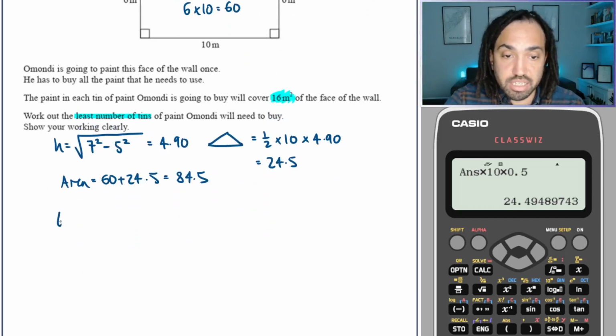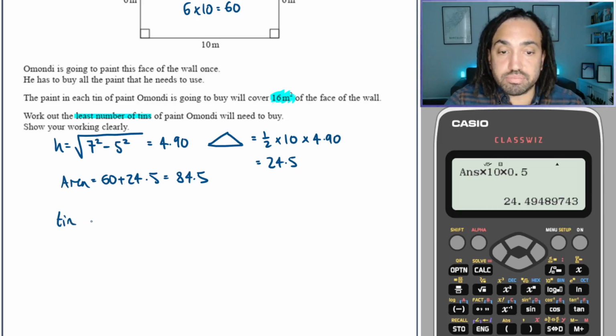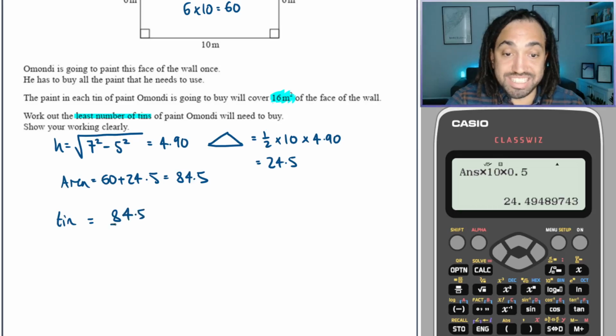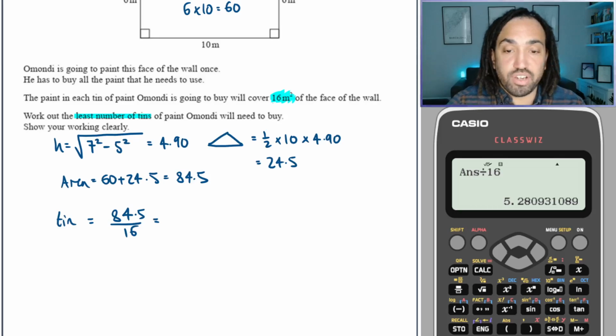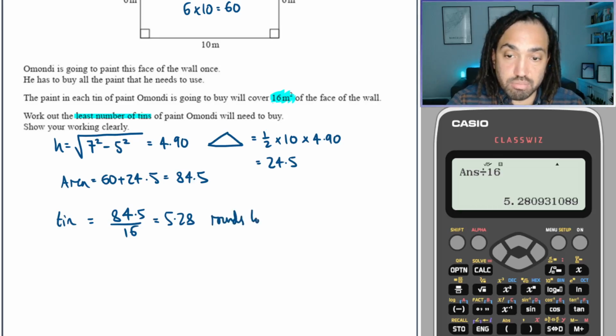Because each tin is going to be 16, so if I divide through by 16, that tells me how many tins I'll need. So add on the 60. Yep, okay, divide it by 16. Okay, so I get 5.28, which rounds to 6 full tins.